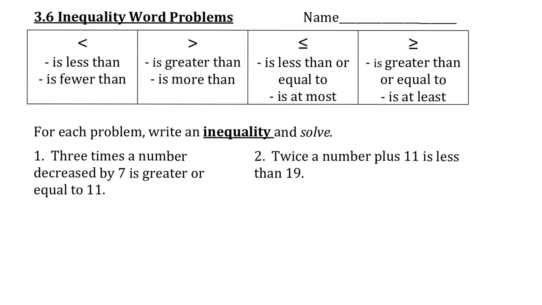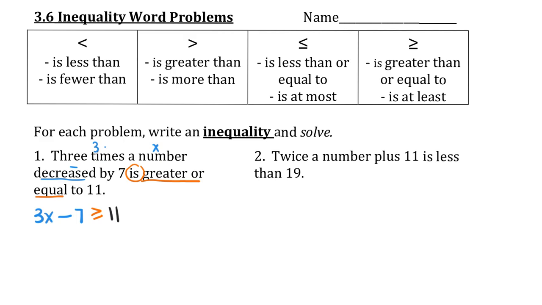Okay, let's read the first one. It says 3 times a number. Remember, when we see the word number, we think, oh, that's the x. Okay, so 3 times x, 3x. Decreased by 7. Okay, now we get to the word is. That normally means equals, but it's is greater or equal to. So is greater or equal to is going to be, that's simple, 11. Okay, that's the translate part.